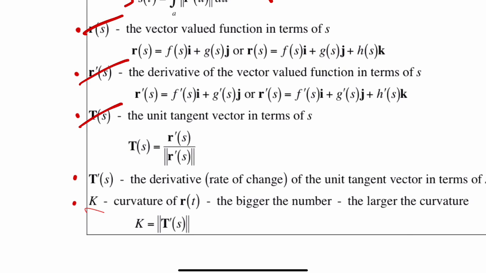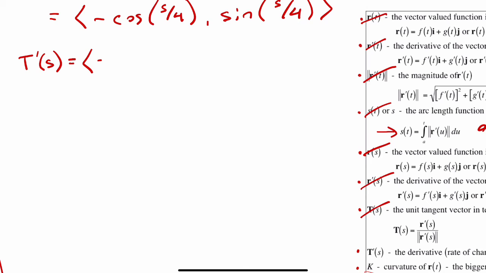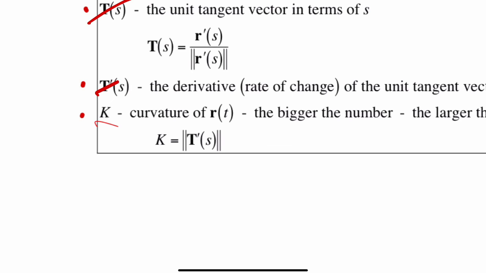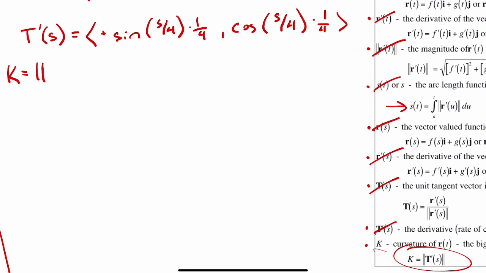Next, we need to find t prime of s. So the derivative of negative sine of s over 4 is going to be a negative cosine of s over 4 times 1/4. And then the derivative of cosine of s over 4 is negative sine of s over 4 times 1/4. So that's the t prime of s done. And finally, we can find k, which is the magnitude of t prime of s.